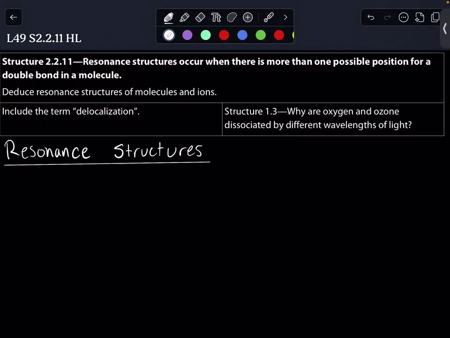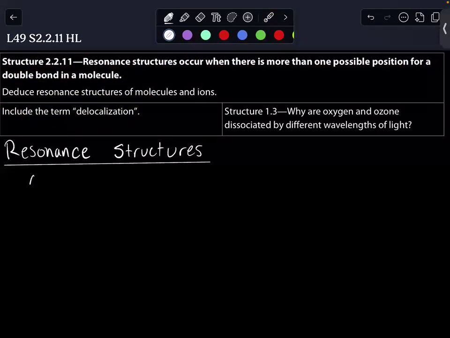So to do this, we have to consider a couple things. One of the best ways is to look at an example. So let's look at ozone. Ozone, or trioxygen, is O3. What I want you to do right now is take a moment to try and draw the structure of ozone. You can pause the video and come back. Otherwise, I'm going to start drawing it right now.